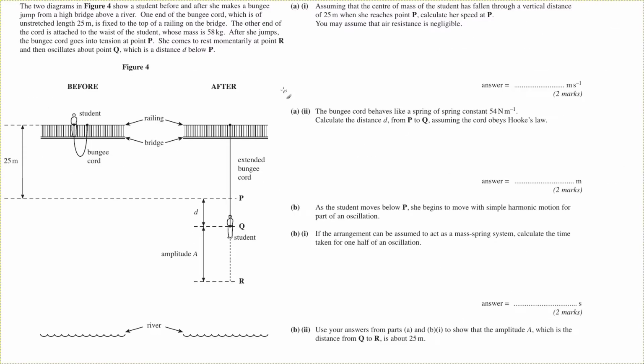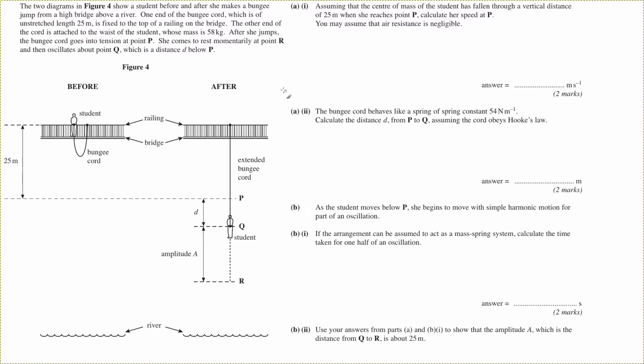Okay, we've got another question here which refers to a bungee jump. It says the two diagrams in figure 4 show the student before and after making a bungee jump. So she jumps off the bridge on the end of this bungee cord, and it says here the bungee cord has got an unstretched length of 25 meters. It's fixed to the top of the railing, and the other end is attached to her waist. She's 58 kilograms.